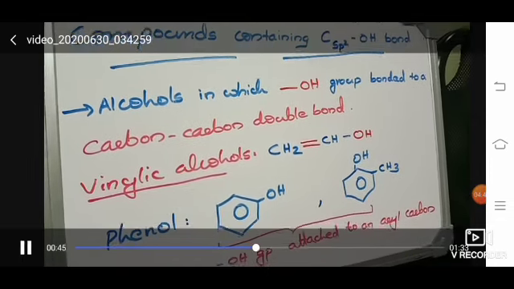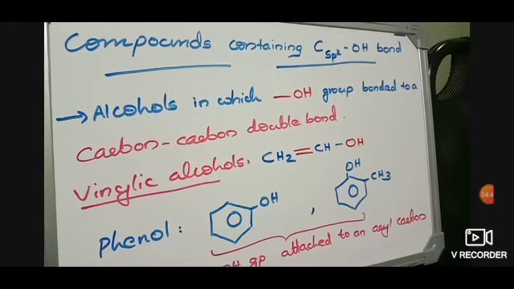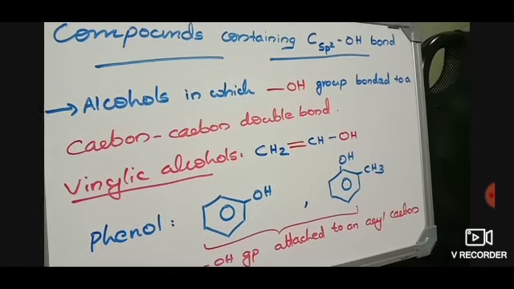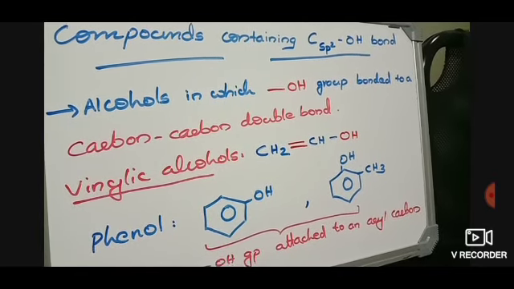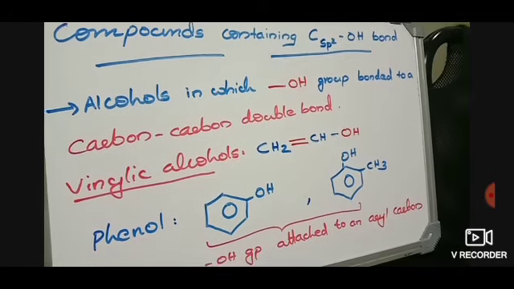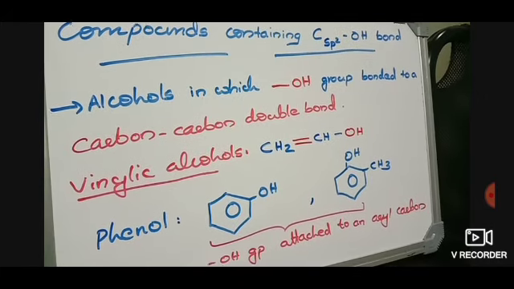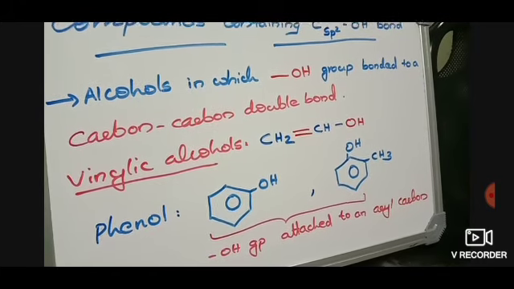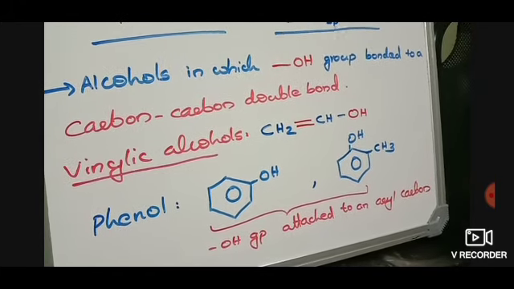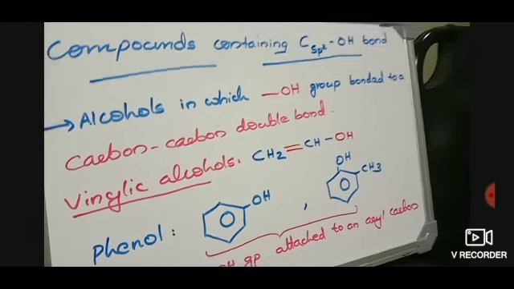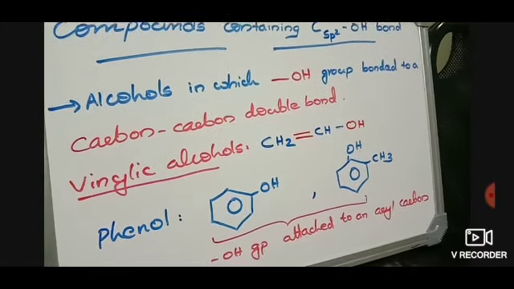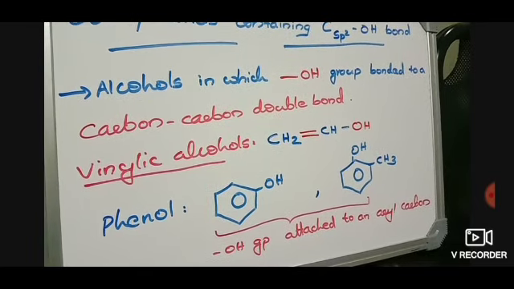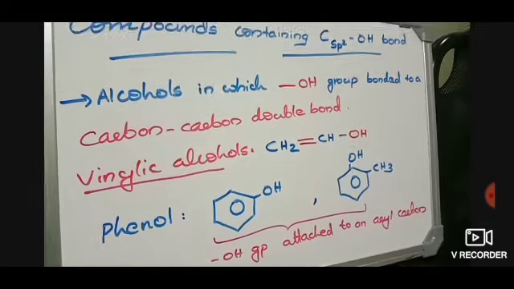Next type of alcohols in which OH group is attached to sp2 hybridized carbon atom. Here alcohols in which OH group is bonded to a carbon-carbon double bond. Examples: vinylic alcohols, CH2=CHOH. Here OH group is attached to a double bonded carbon atom. Phenols, OH group is attached to an aryl carbon atom.